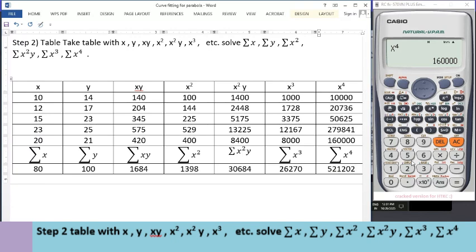Yes, this is how you have to first take down the table using the calculator. Please remember, without calculator it's very difficult, students. Please use the calculator. On the right hand side, I'm doing the calculations in the calculator, and here what we have, the step 2, table 2 is ready.